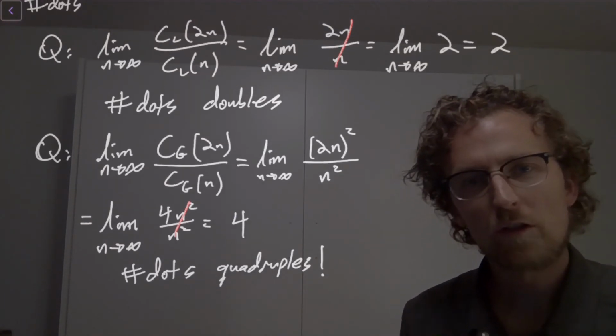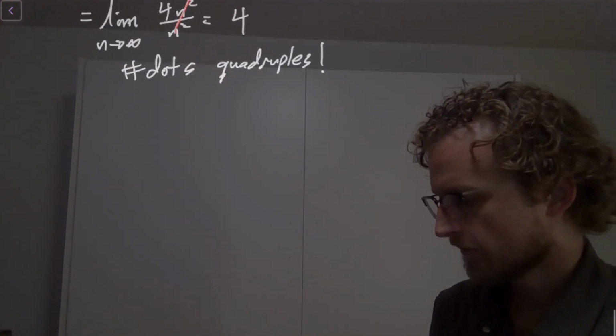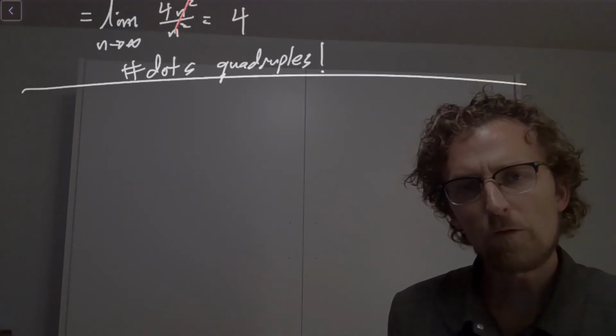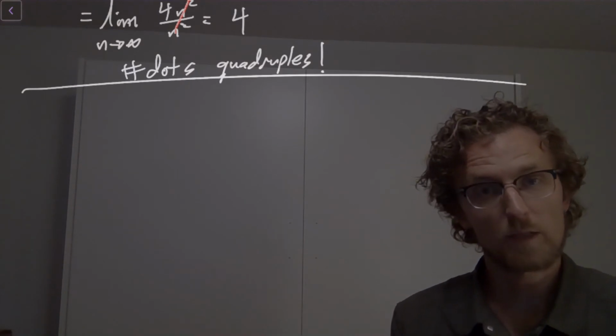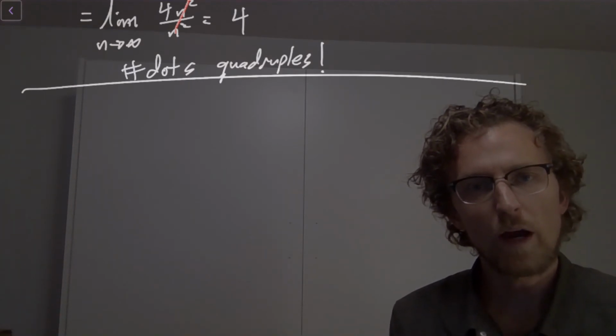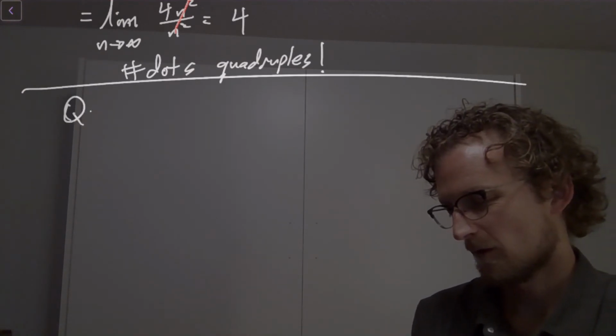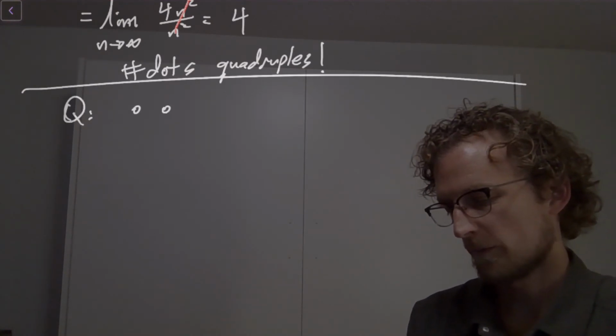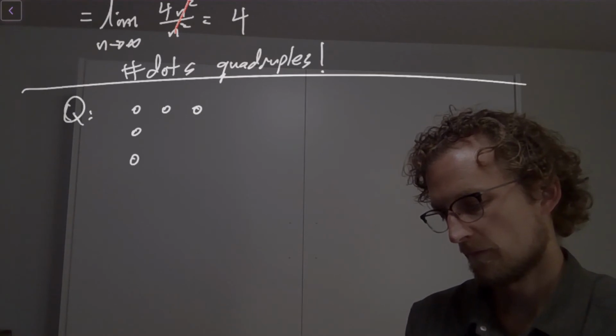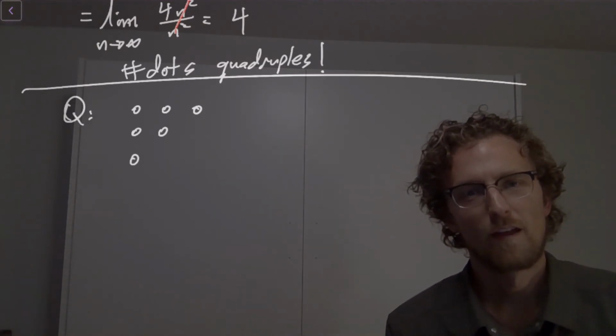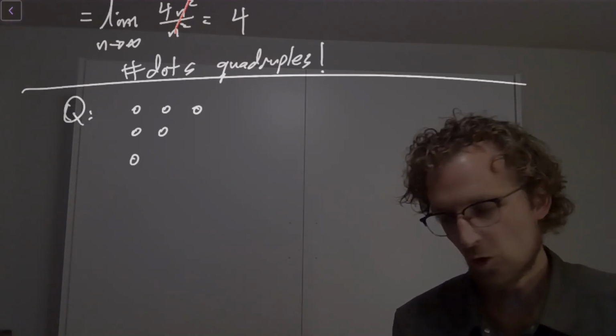But now I want to ask a new question. I want to ask, what if instead of a line or a grid where the expressions are really simple, what if we were asking the question about a triangle? Question, what about this shape? So I'll call this the triangle.